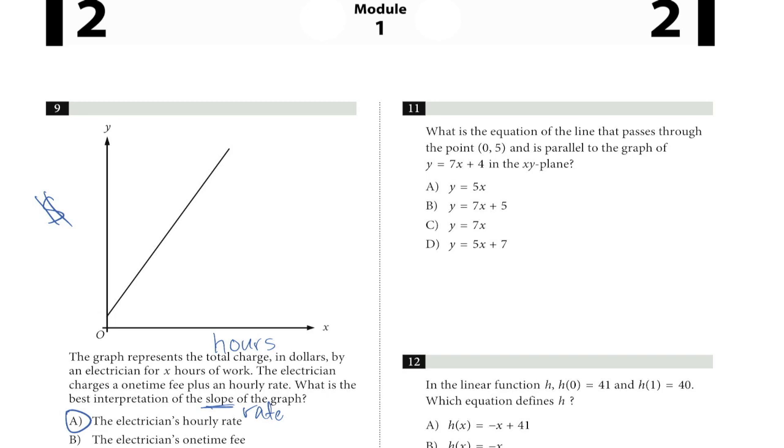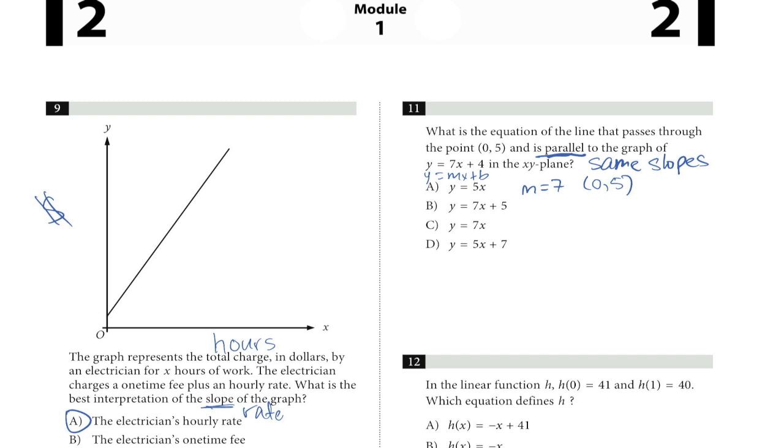So number 11. What is the equation of the line that passed through the point 0, 5 and is parallel to the graph of y equals 7x plus 4? Well, when lines are parallel, that means we have the same slopes. So this line that we had over here was nicely written as y equals mx plus b, and in fact, all the answers here are written as y equals mx plus b. So we now can say that the slope is equal to 7 that we care about, and again, it passed through the point 0, 5.